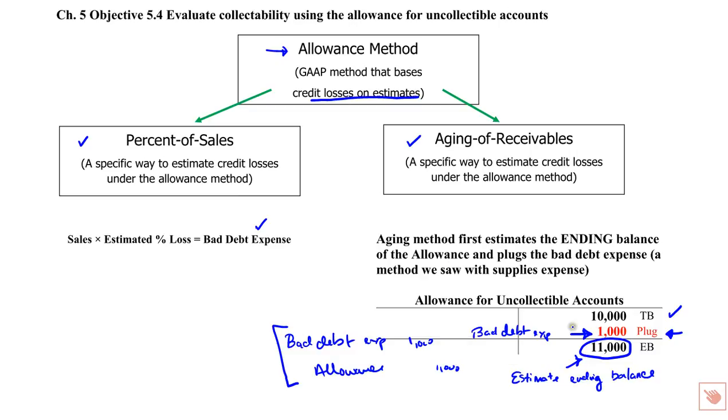In the next video, we're going to actually do a full-blown aging problem. But this is just to show you that percent of sales and aging are both allowance methods. And in point of fact, some companies will use both. As they go through the year, they'll use percent of sales, and then they'll true things up with the aging. Almost every company actually has an aging schedule. It's a widely used tool to manage credit.